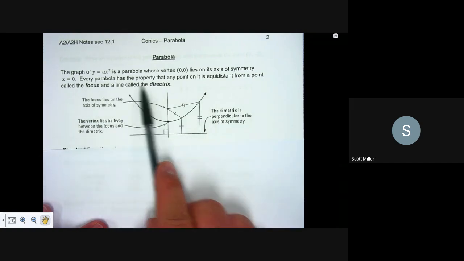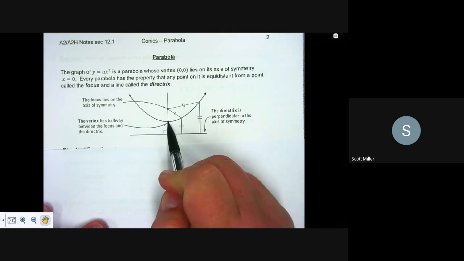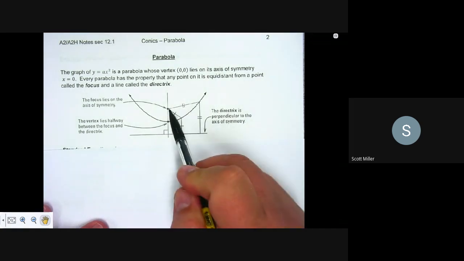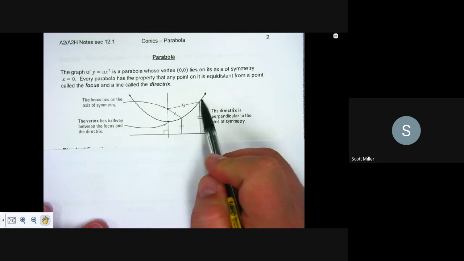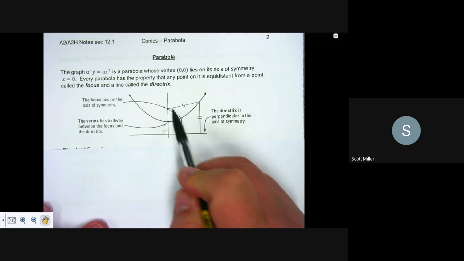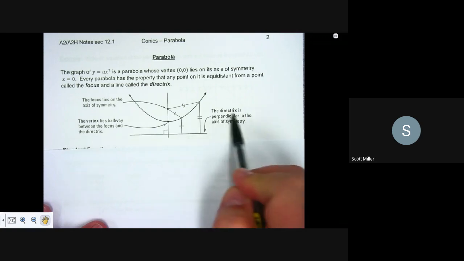Every parabola has a property that any point on it is an equal distance from a point called the focus and a line called a directrix. So this is the vertex. This is the focus. And any point on this curve is exactly the same distance to the focus and to this horizontal line or vertical line, depending on our situation, down here, which is called the directrix.